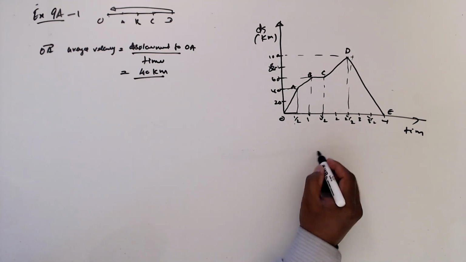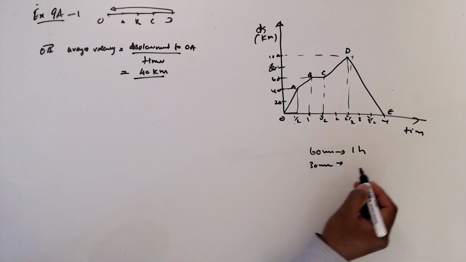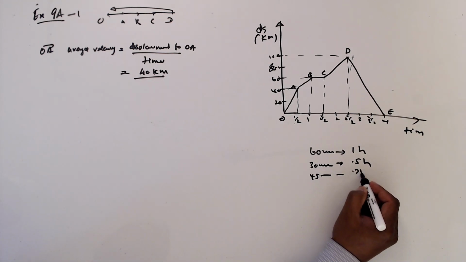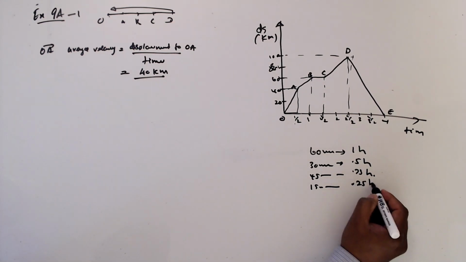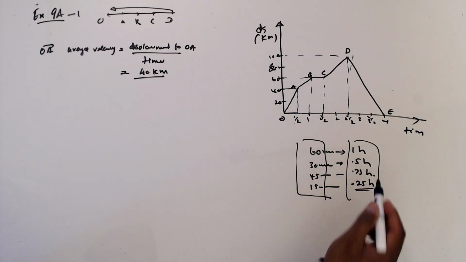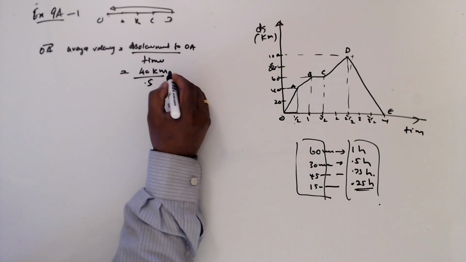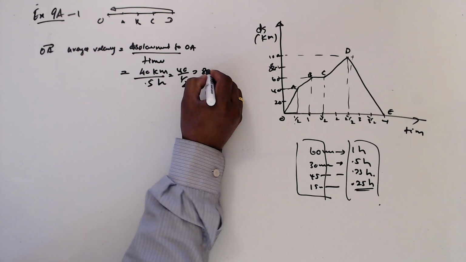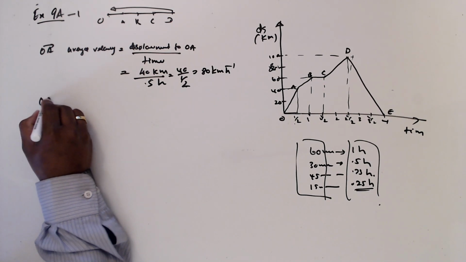So we should know now that 60 minutes means 1 hour, and 30 minutes means 0.5 hours. 45 minutes means 0.75 hours, and 15 minutes means 0.25 hours. So this is in decimal scale. So this is going to be 0.5 hours. So 40 divided by half means multiply by 2, which is 80 km h minus 1.